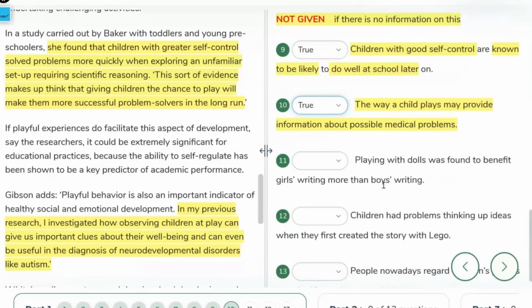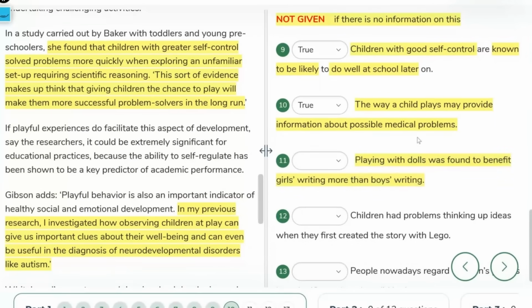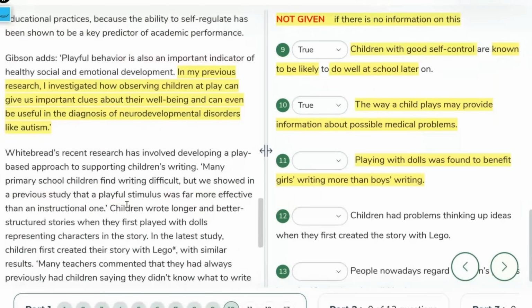You know, people play with dolls and all that. Playing with dolls was found to benefit girls' writing more than boys' writing. Now the girls who play with dolls, it benefits their writing more than boys' writing. First of all, we are going to search for the word doll. Not baby doll, only doll. So we are going to see where is the word doll.